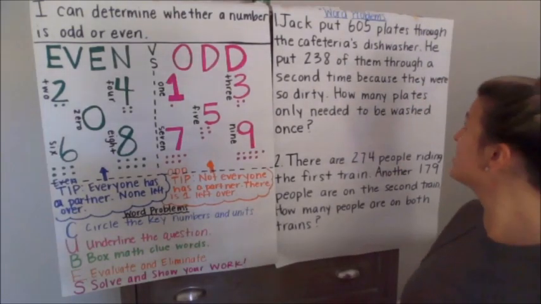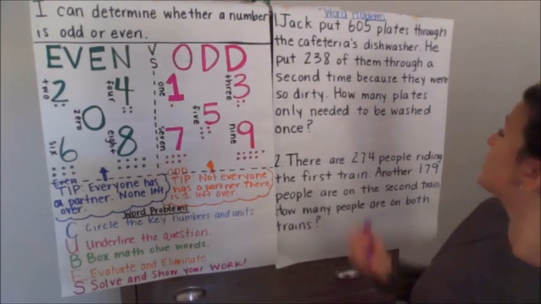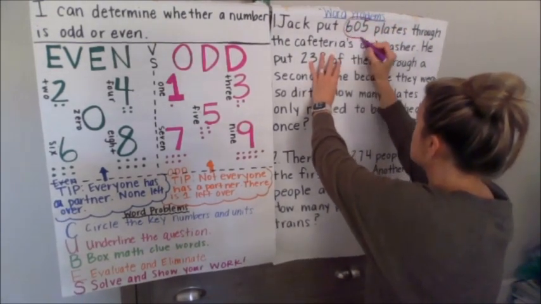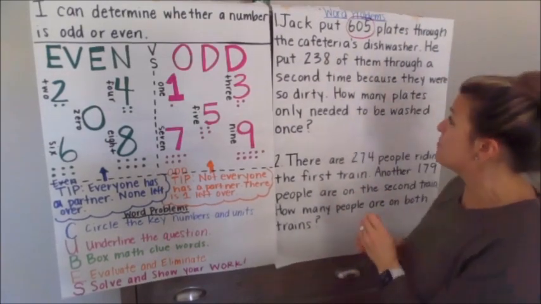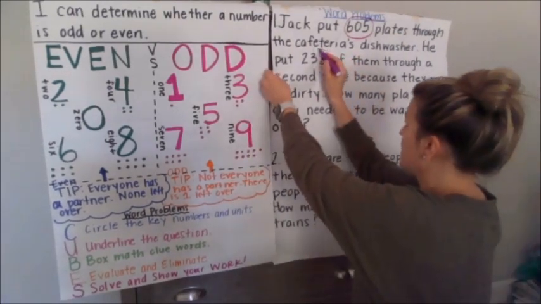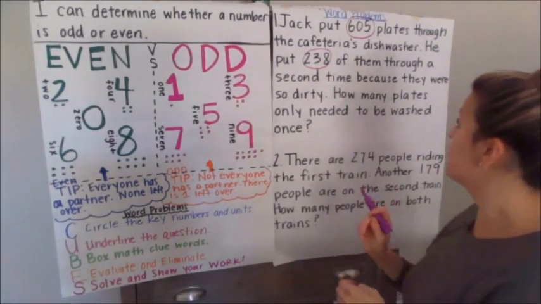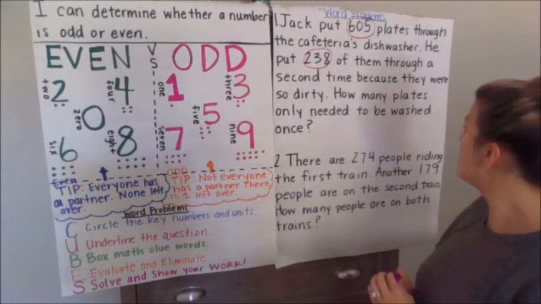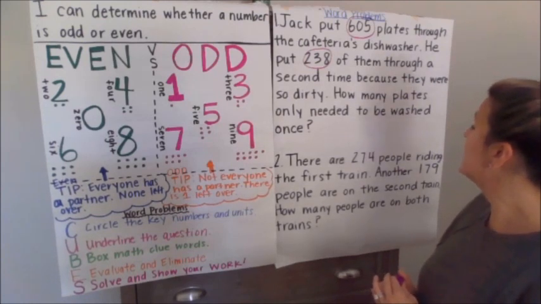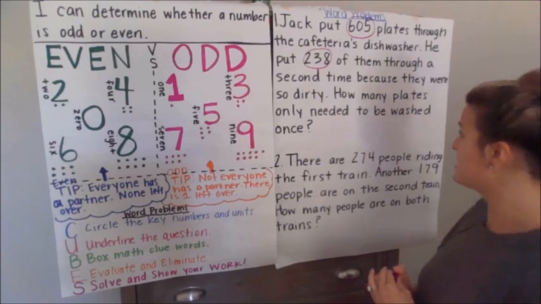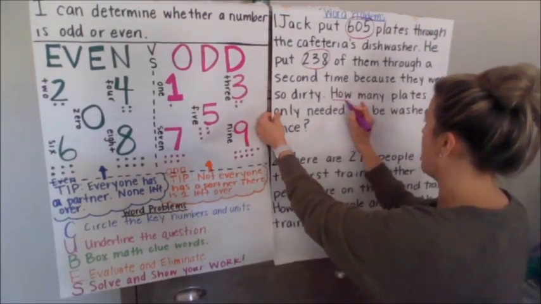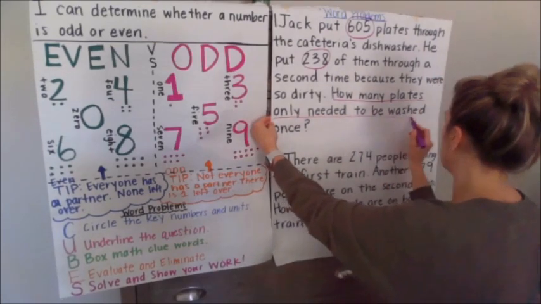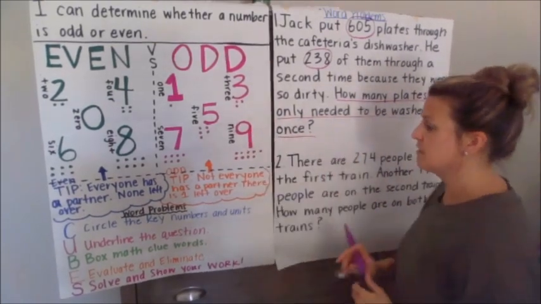Jack put 605 plates through the cafeteria's dishwasher. I see a key number here, 605. He put 238 of them through a second time because they were so dirty. How many plates only needed to be washed once? So here's my question. Remember, I underlined my question. How many plates only needed to be washed once?